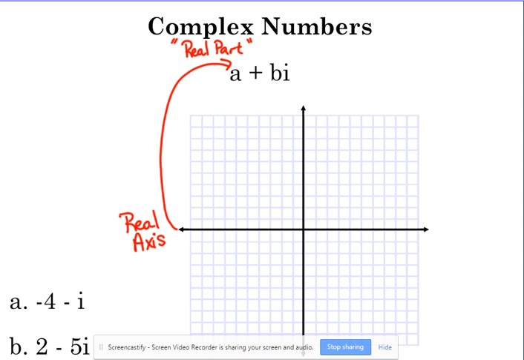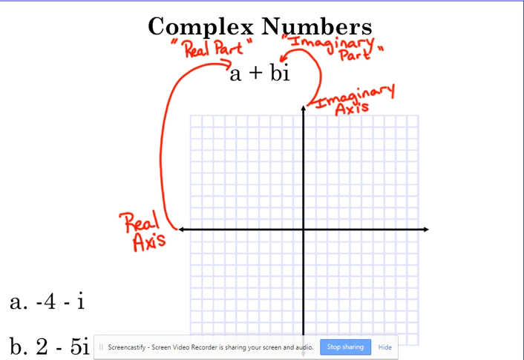X comes first, so the real axis is in the same place as the x-axis. B is what goes with the i, and that's what we call the imaginary part. We graph that part on the imaginary axis, which is in the place of the y-axis. So X comes first, the real part comes first, and Y comes second, the imaginary part comes second, so the y-axis and the imaginary axis are kind of the same thing.